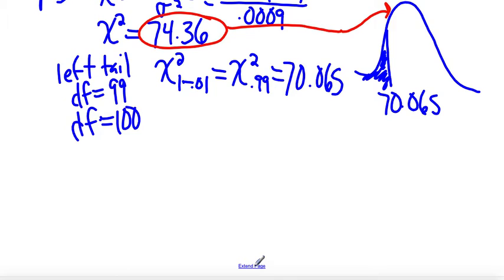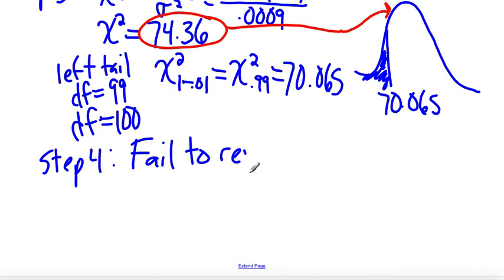So let's write that down, step 4. Okay, so fail to reject. The chi-squared that we calculated, the 74.36, does not fall in that region on our left-tail test, so we have to reject. Fail to reject, I'm sorry, said that wrong.